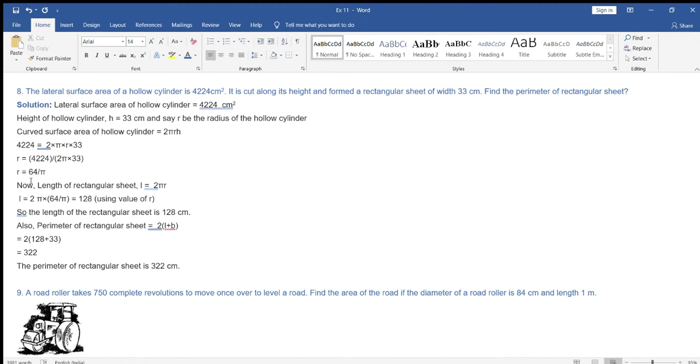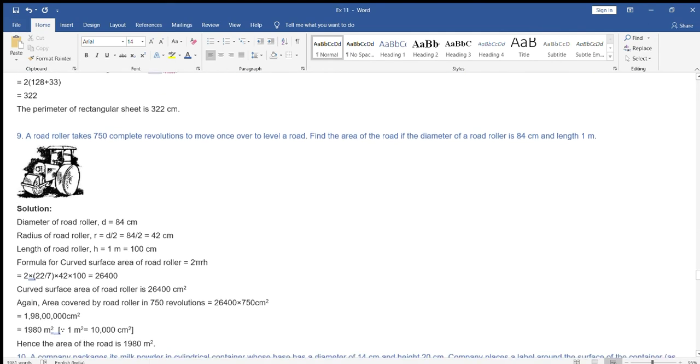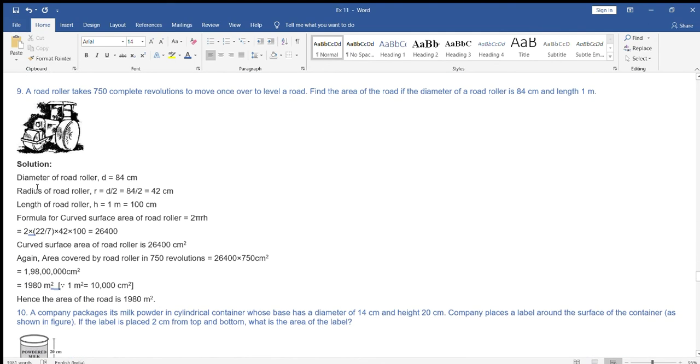Okay, and once the length is known to us, length is 128 centimeter, what can we find out? We can find out the perimeter of the rectangular sheet. What are we finding? The perimeter of the rectangular sheet. Okay, yes.